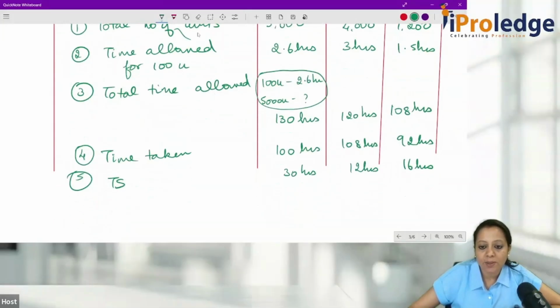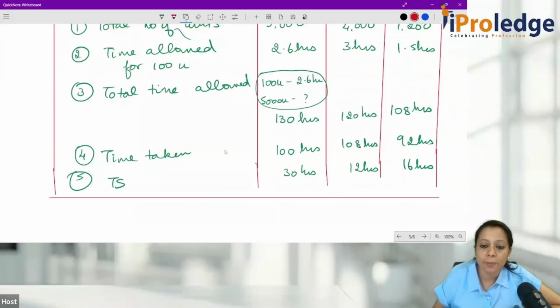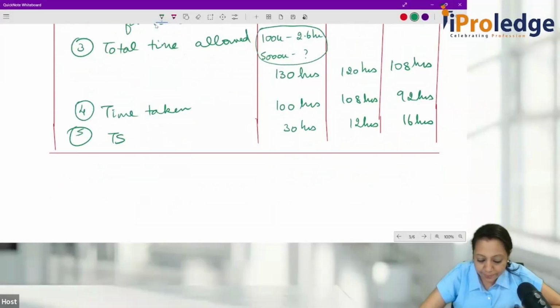So I think up to this is quite simple. Even if you have forgotten the formulas or what is time saved, consider it as if it is your time taken. You are only producing the number of units. You will be able to relate it. Yes, one of the easiest chapters. Okay.